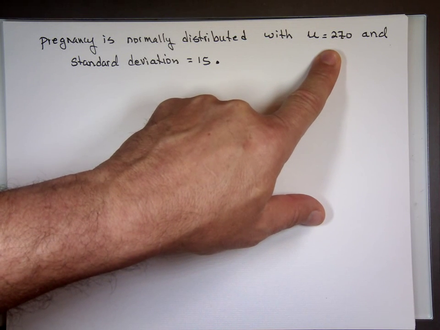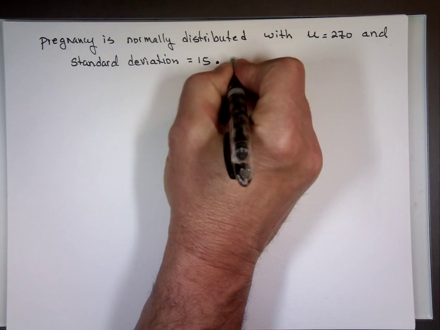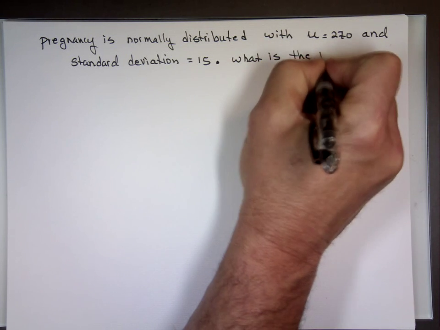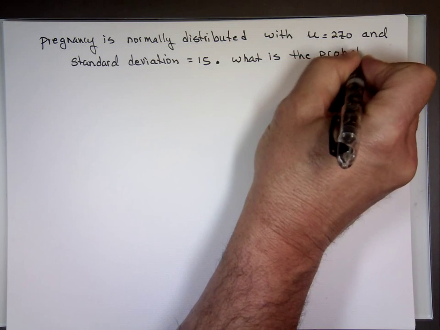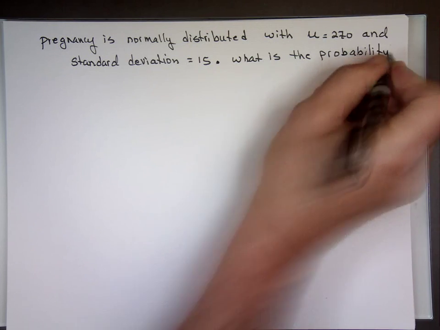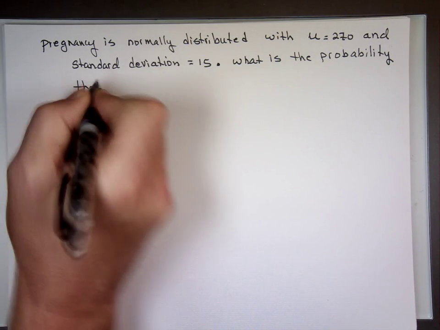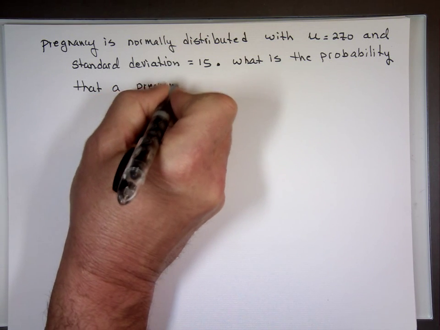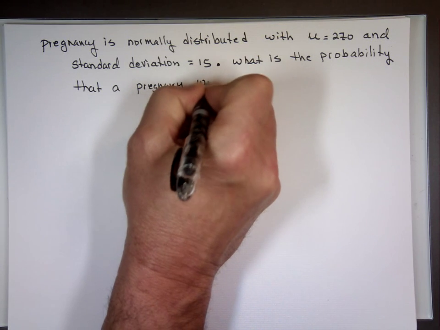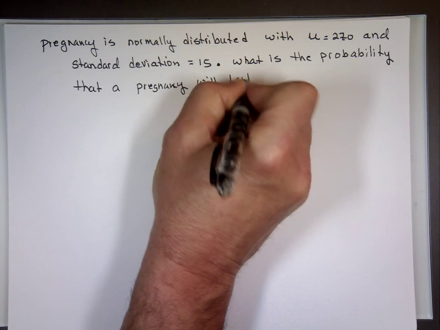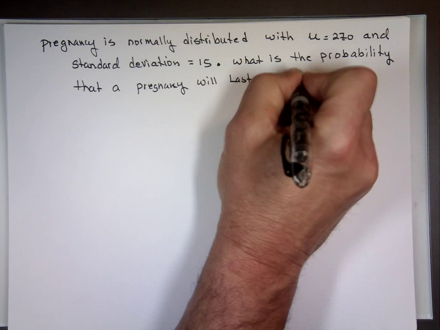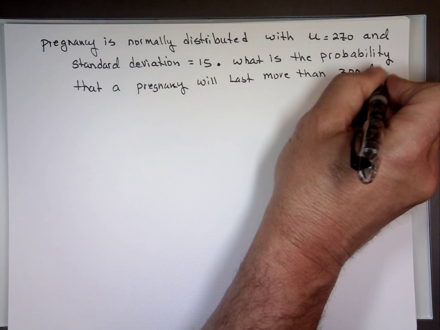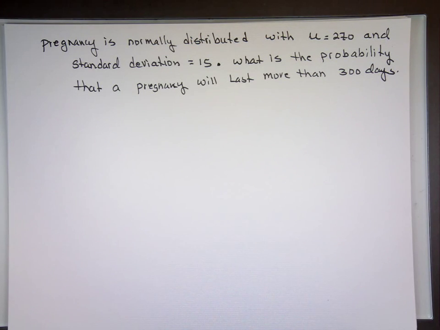So the question: what is the probability that a pregnancy will last more than, let's say, 300 days? I know for that story it was more than 300, but I can't remember exactly, it was 315 or whatever the number is. So I'd say more than 300 days.